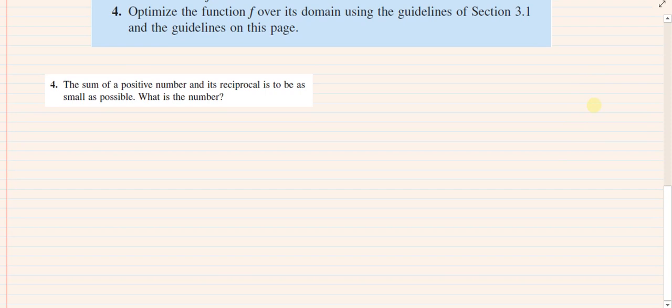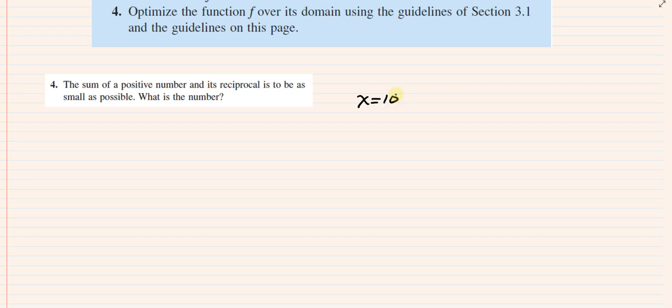In this example, the question reads, the sum of a positive number and its reciprocal is to be as small as possible. What is the number? Okay, so for example, I'm just making up a number. Let's say my number x is 15. I'm not saying that's the answer. I'm just going to find the number.